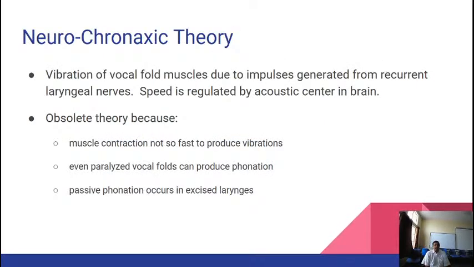Now various theories have been put forward on how the sound, the speech, is produced. So basically, the neurochronaxic theory says that vibration of the vocal fold muscles, because every muscle contraction is by nerve stimulation. They said it is because of the nerve stimulation that the vocal cords are vibrating, and so this is the first theory that has been proposed.